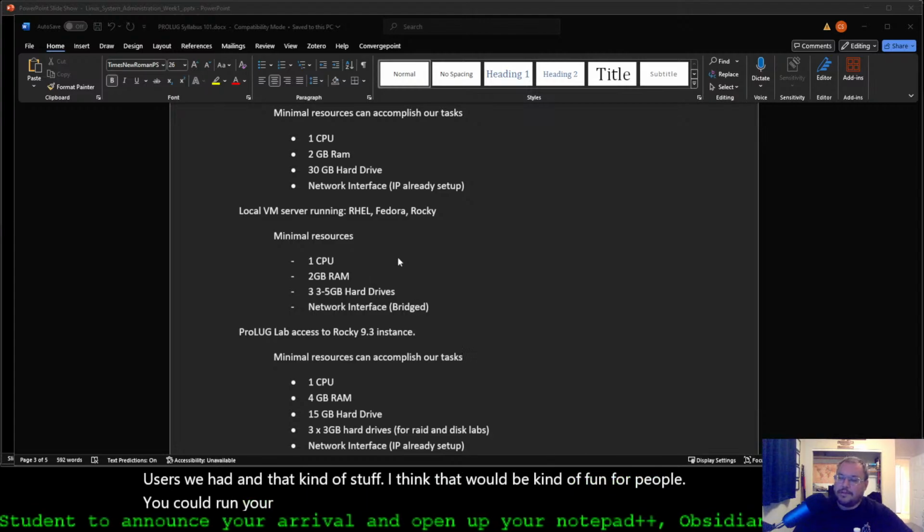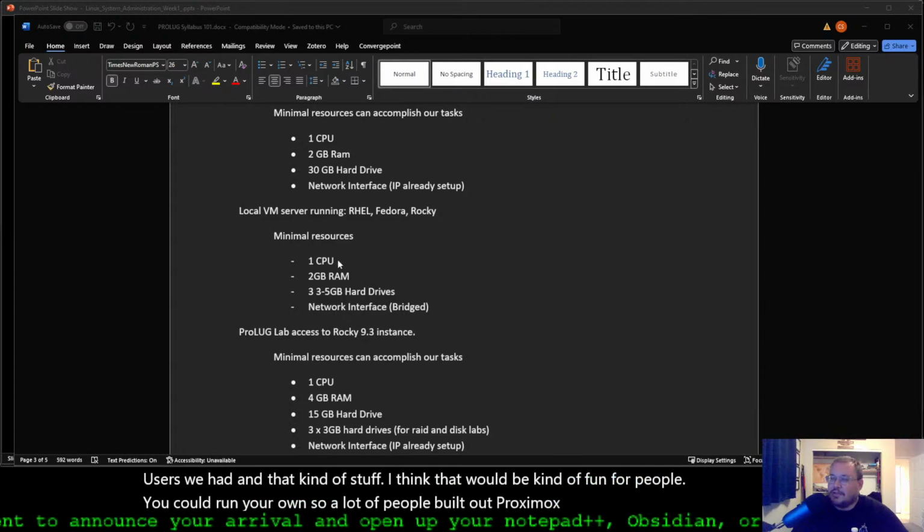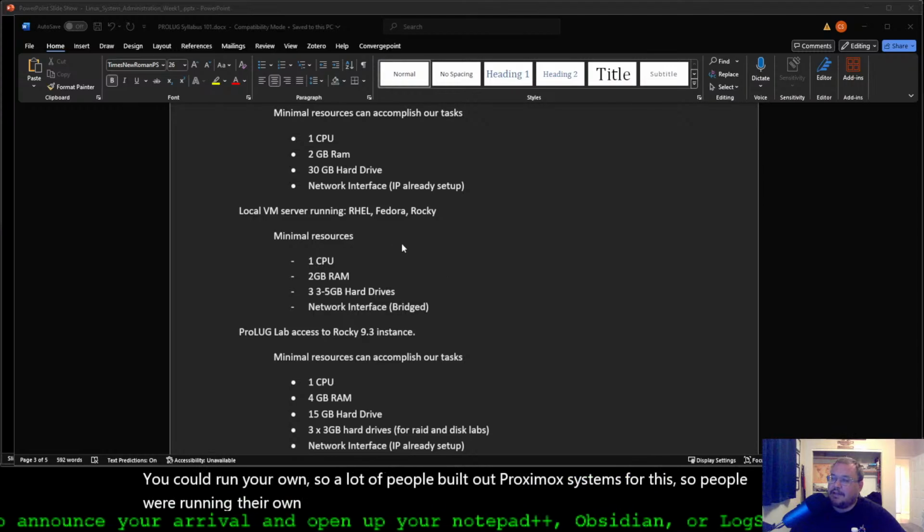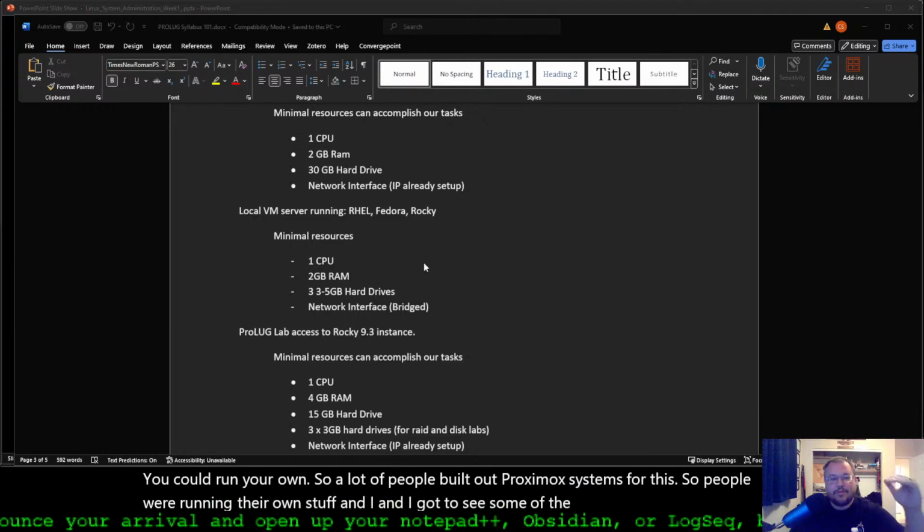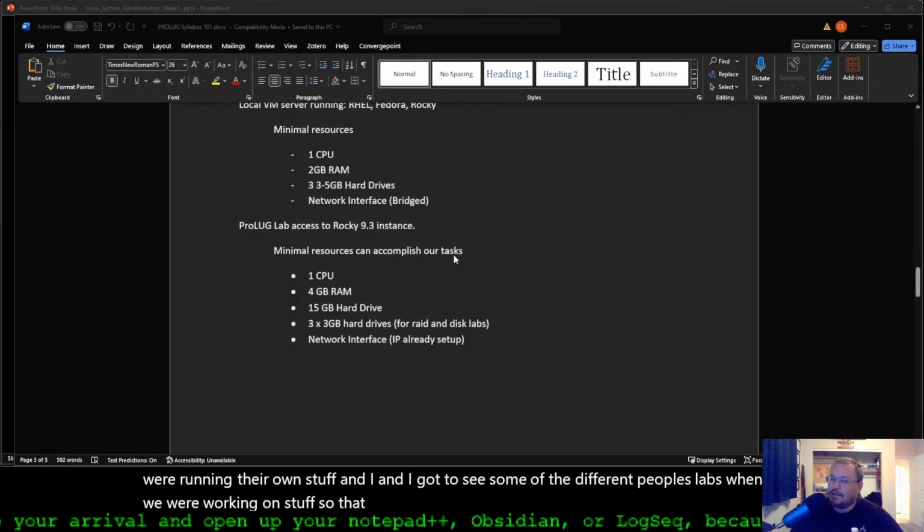So a lot of people built out Proxmox systems for this, so people were running their own stuff, and I got to see some of the different people's labs when we were working on stuff. So that was pretty good.